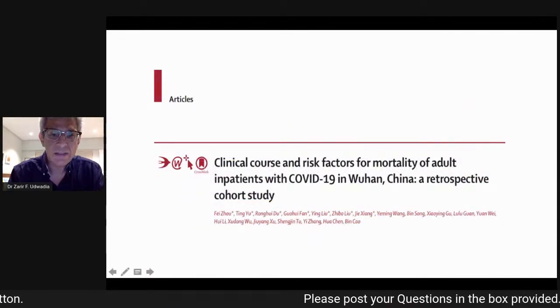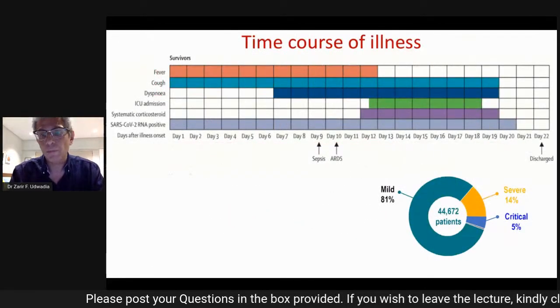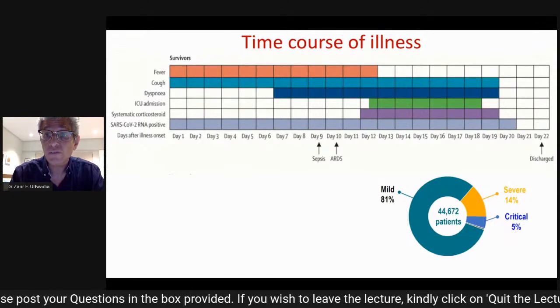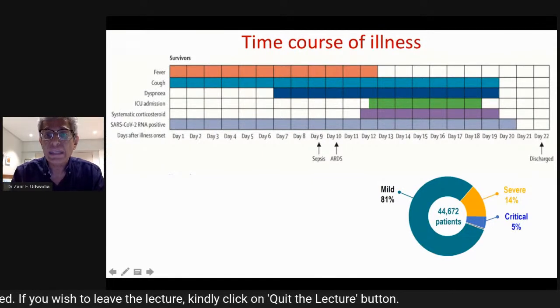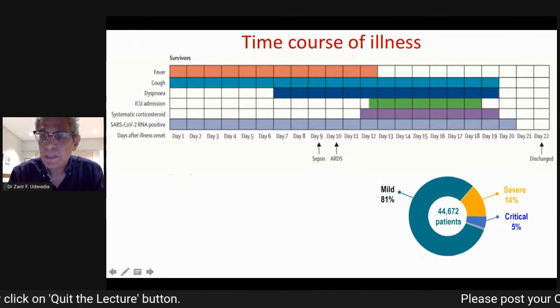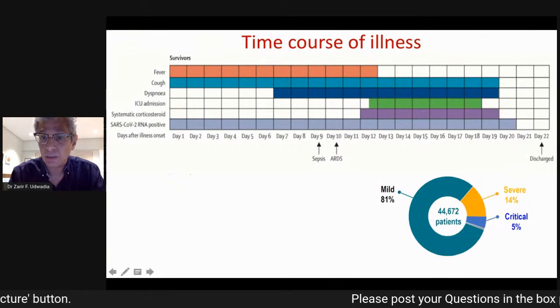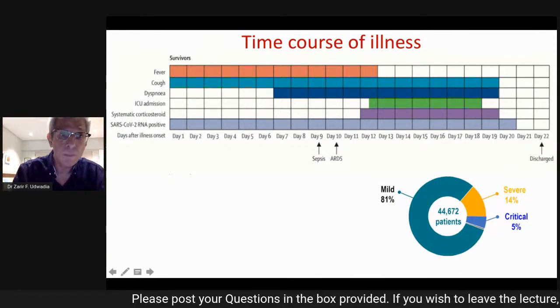And let's look back at the very first landmark article in the Lancet, and it showed a number of important things. First of all, they looked at 44,000 patients. You can see from the green circle at the bottom that 80% were mild at the start of the pandemic. 14% were severe, 5% were critical. Again, 81% theoretically who could be managed at home.